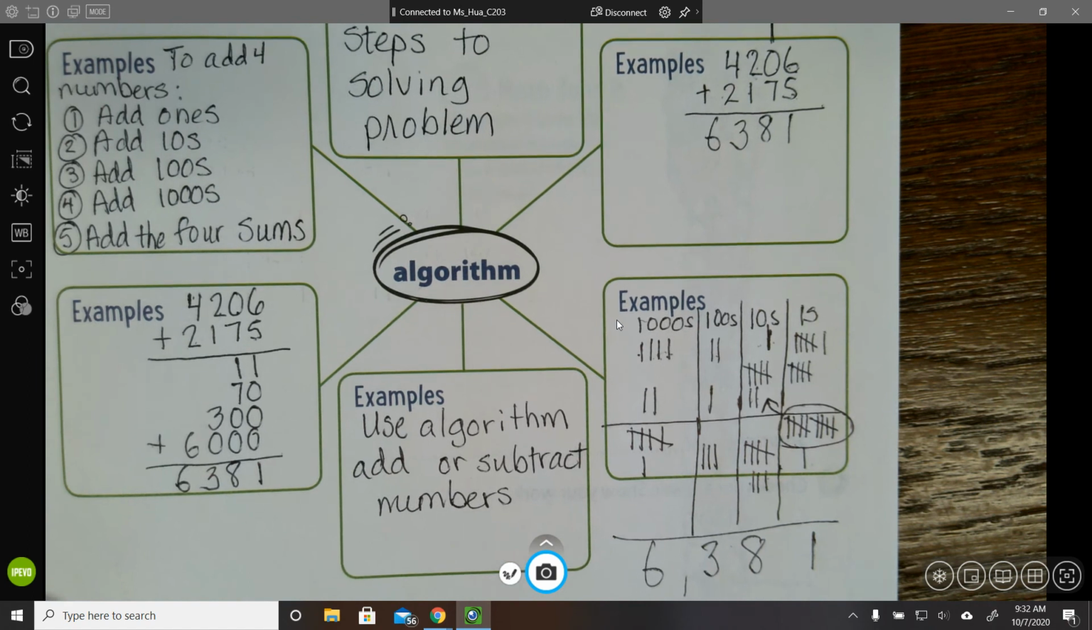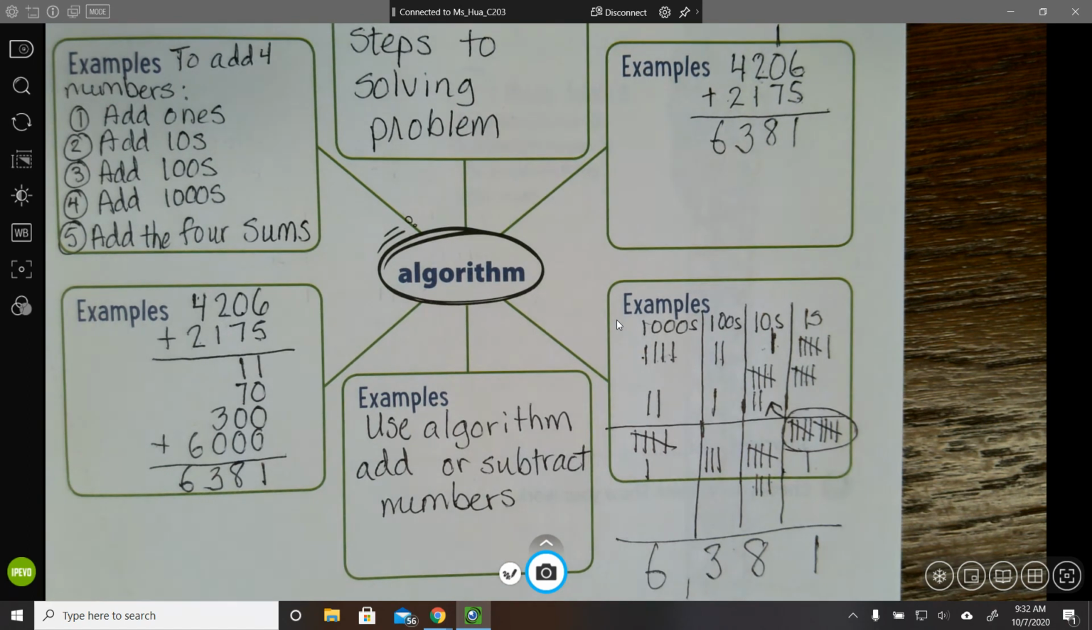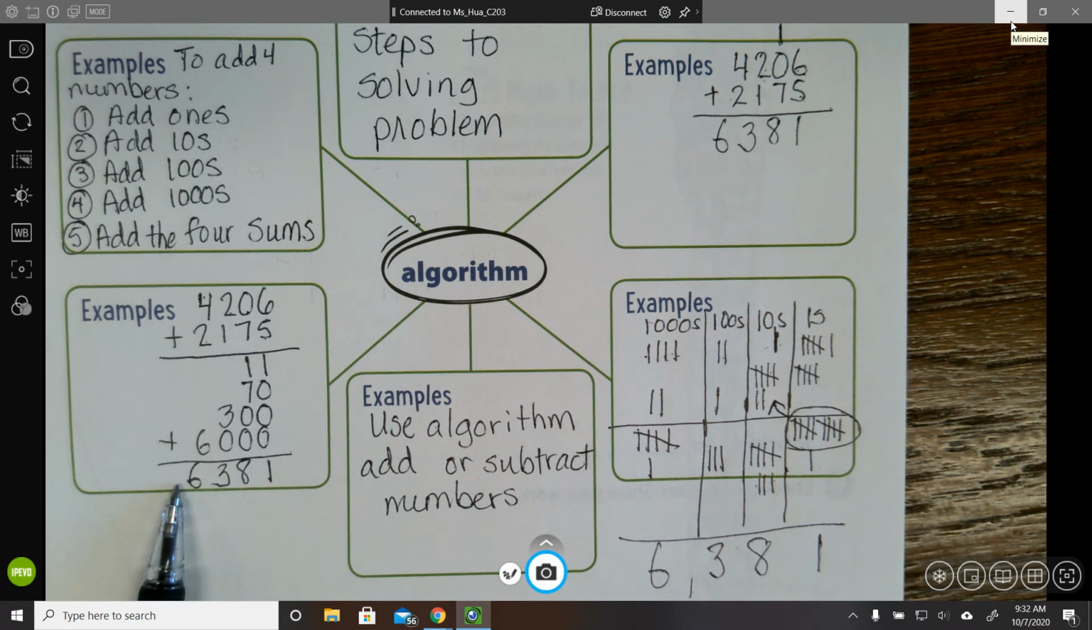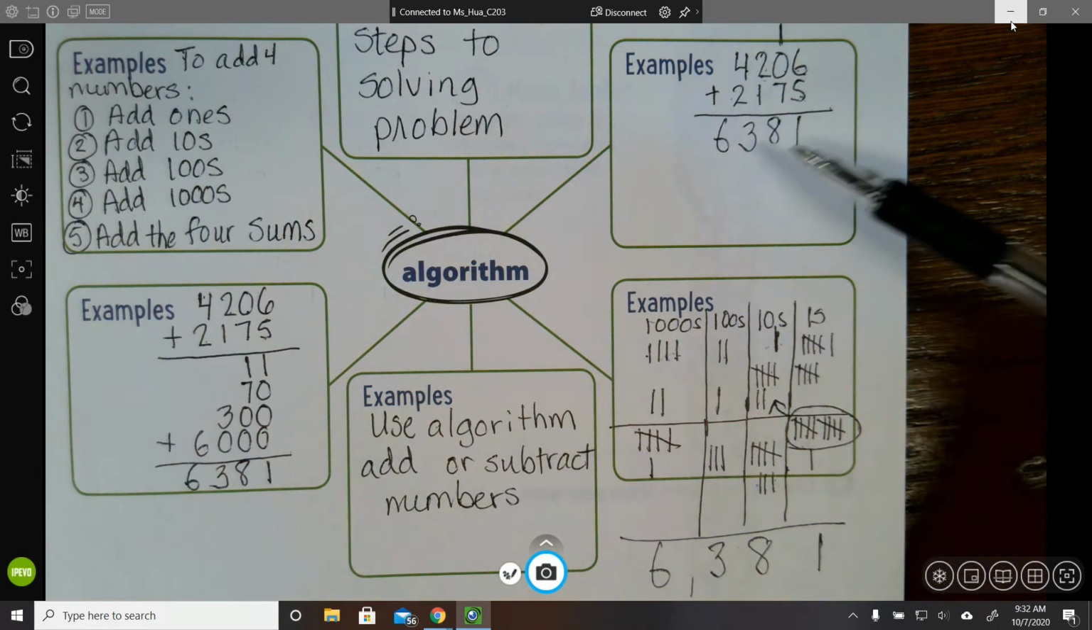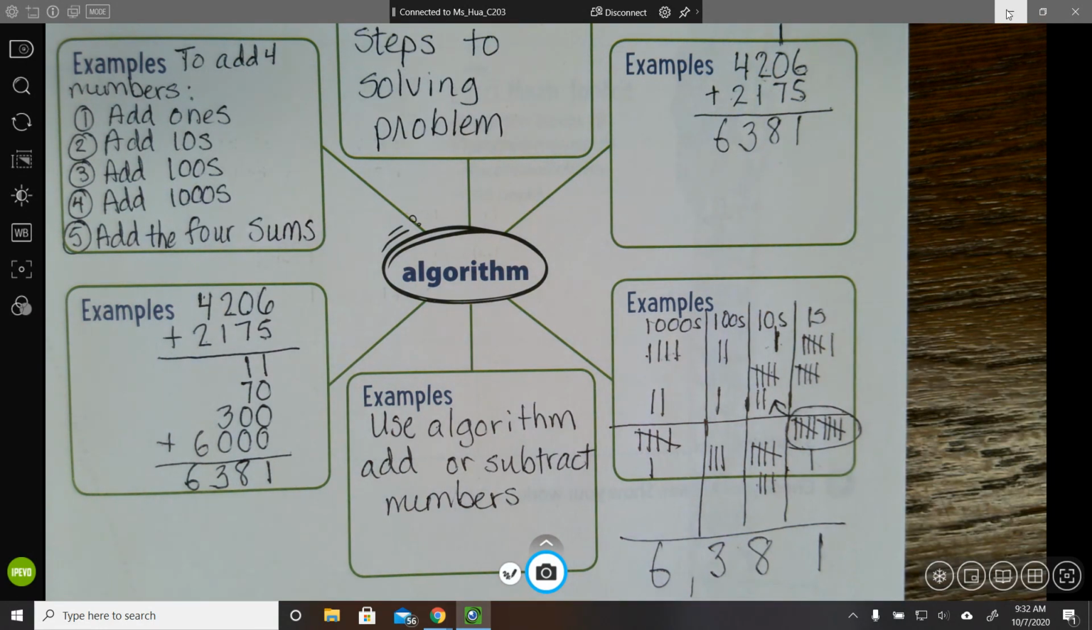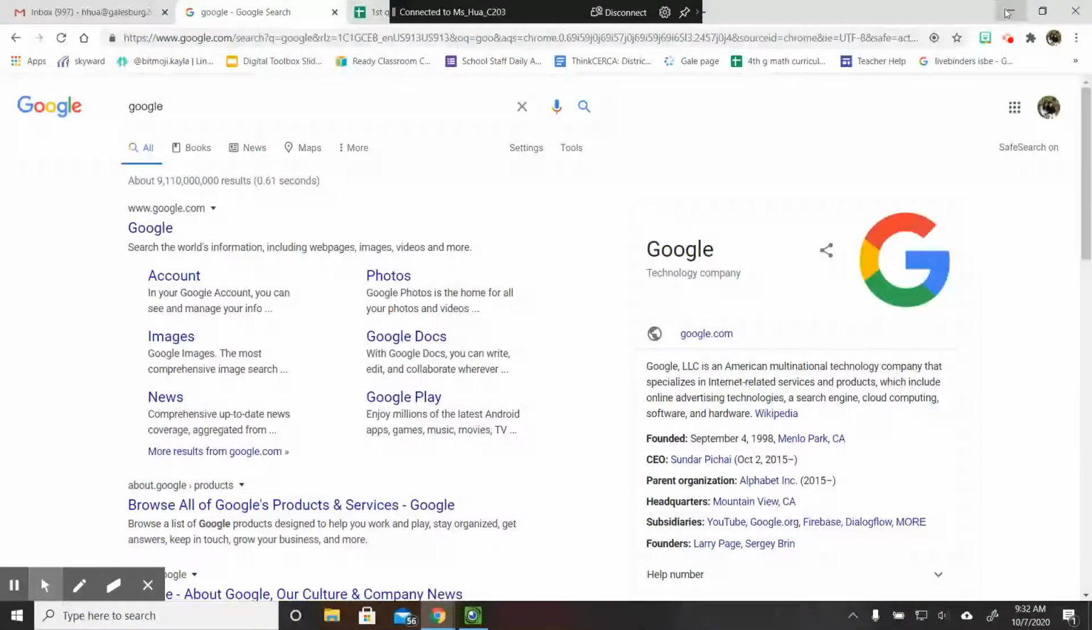So what is an algorithm? It's just steps of solving problems. And I show you 3 different methods. There's using the place value, using charts, and then your standard form of adding. Okay? All right. Now I'm done.